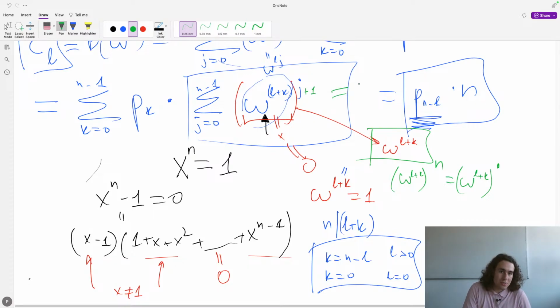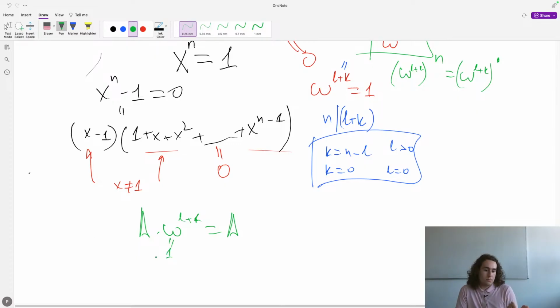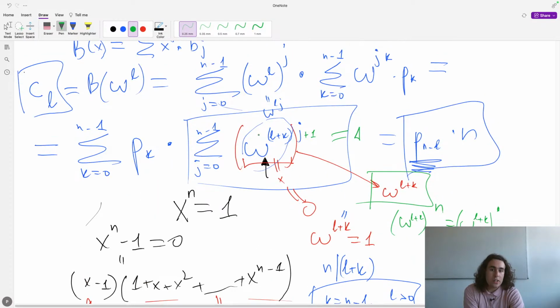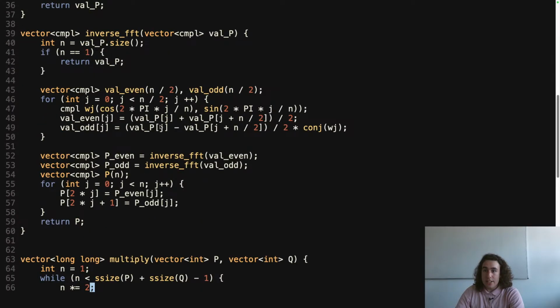So if this value was a, then we know that a times omega to the L plus K is a. There are only two options: either a is 0 or omega to the L plus K is 1. So we need to consider these two cases. Either a is 0, so there's nothing to add, or the interesting case when omega to the L plus K is 1. Great. We understood that we don't need inverse FFT anymore.